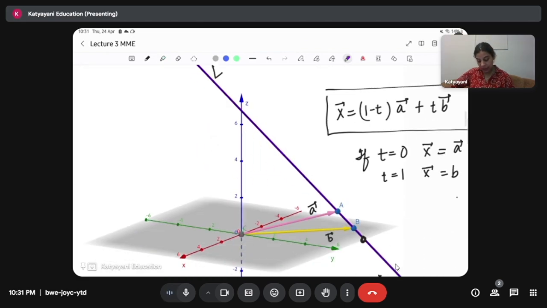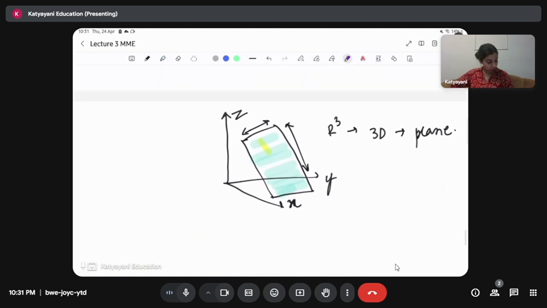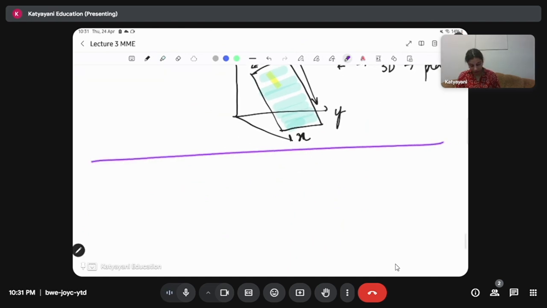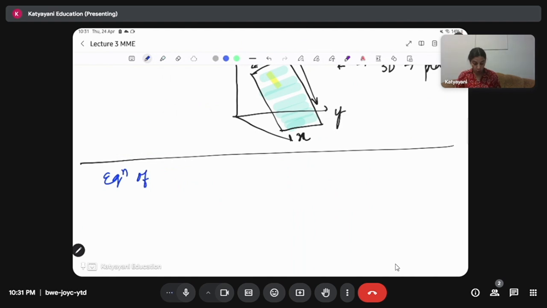So let's write it down formally, how to find out the equation of a plane, right? So we are finding out the equation. Let's use another color pen. Equation of a plane, right? So let's define our vectors first, or our points first.